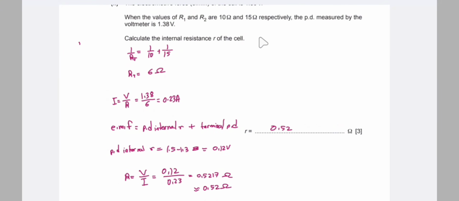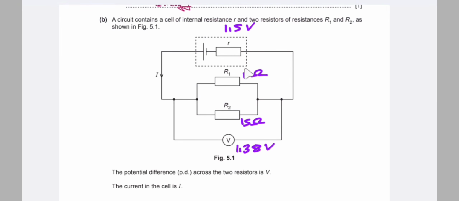To calculate the internal resistance, we know that resistance is equal to voltage by current. So first of all we need to find the voltage and the current. What is the voltage across the internal resistance? We know that the EMF is equal to the potential difference across the internal resistance plus the terminal potential difference, that is, across the terminals of the cell.